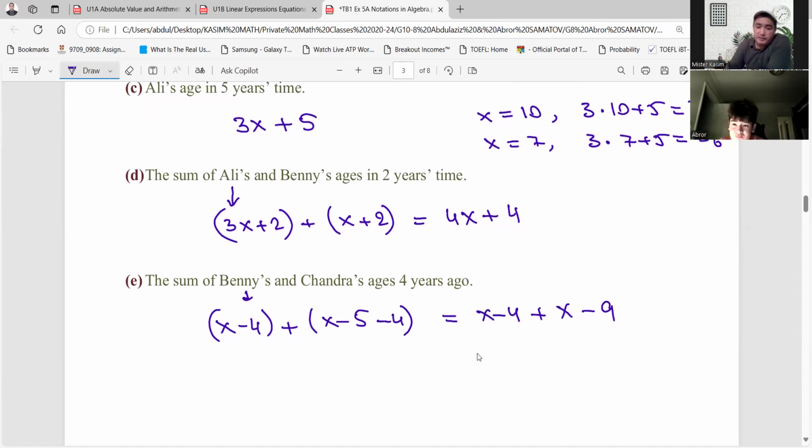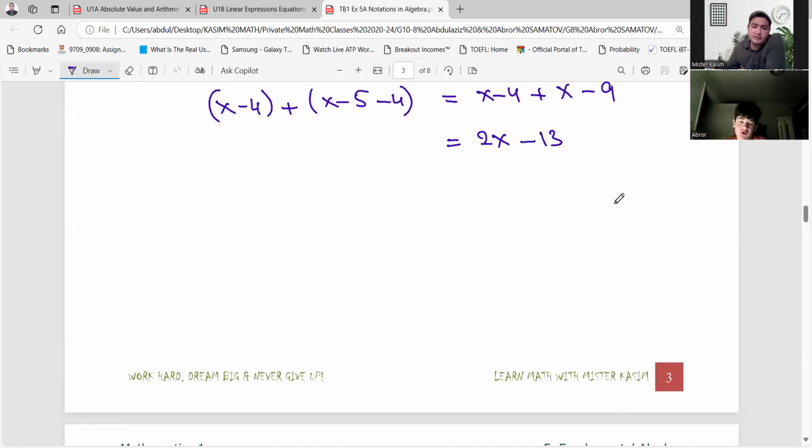Now we will simplify this, okay? If you simplify this, x plus x is 2x, and negative 5 minus 9 is negative 13. The integers you should know well. We should do some revision. From now on, every time you're going to use integers, rational numbers, and algebraic expressions. All right, let's continue.